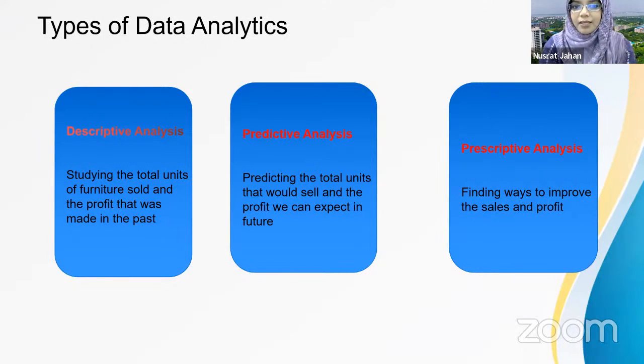Then predictive analysis. What is predictive analysis? Predictive analysis is predicting the total units that would sell in the next year, and how much profit you can get in the next year. Predictive analysis will predict this. And prescriptive analysis is finding ways to improve the sales and profit. That means it will give some recommendations that will help you to enhance or increase your sales. So this is prescriptive analysis.